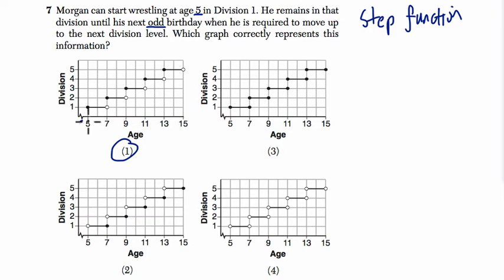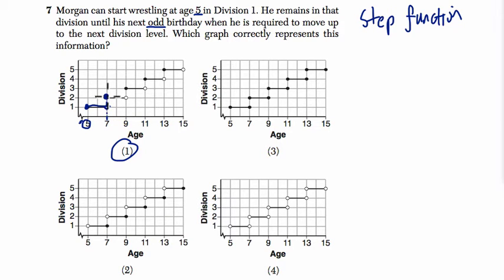He starts at age 5. If you look up in the graph at that point, he's in division 1. Then he turns 6, but he still stays in the same division, up until the very point he turns 7. That's why there's a hollow point here. We don't include the graph at that point. We go through it at 7.